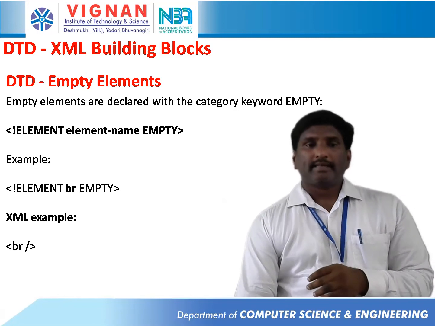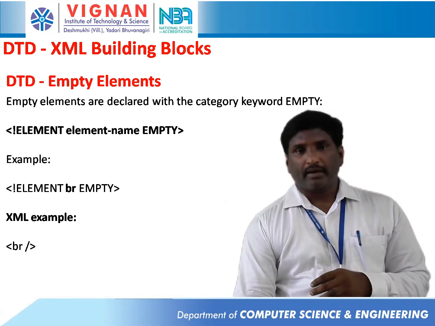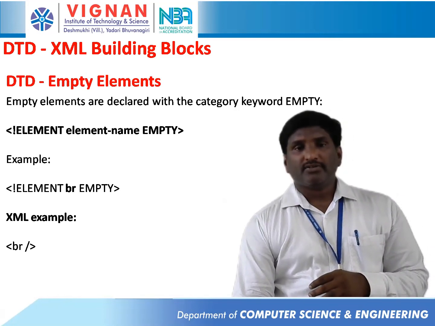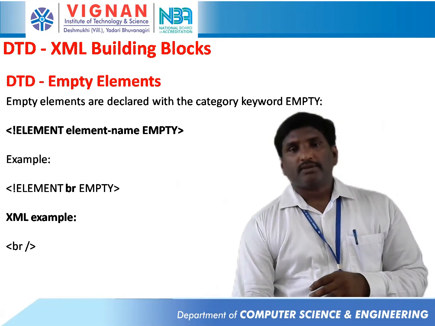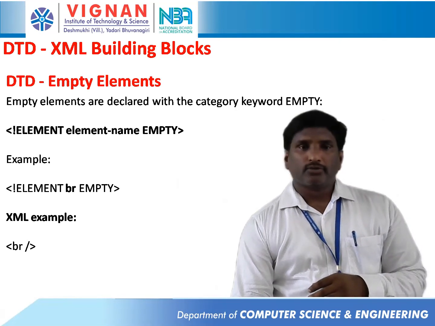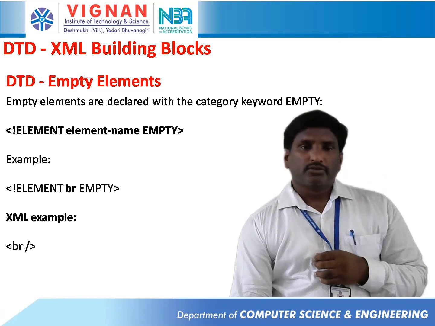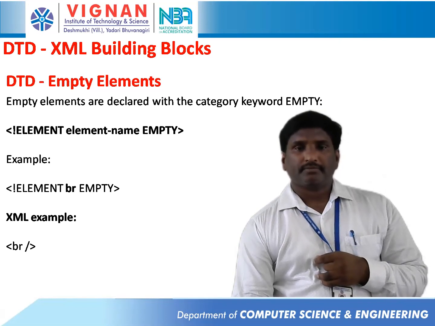Suppose this is the example BR. That DTD is ELEMENT BR EMPTY. So the category is EMPTY. If we specify this, there is no textual information between the BR tags. So we will show it as BR.